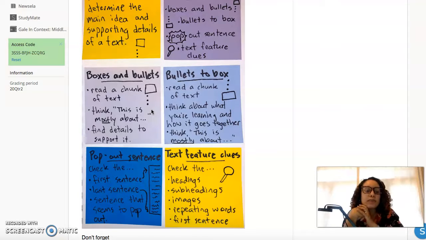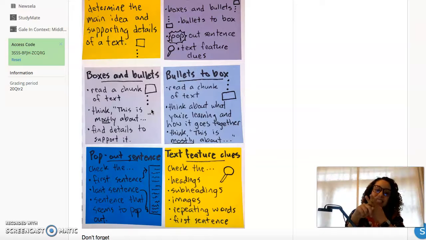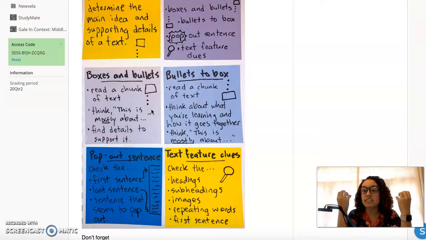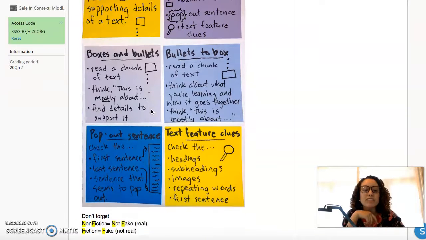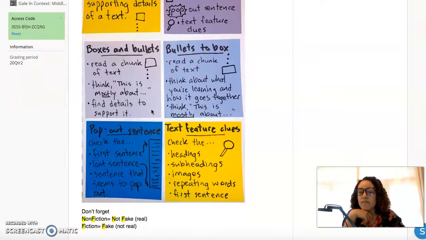Especially when we're thinking about pop-out sentences, I want us to think about the first sentence, the last sentence, and anything else that seems really significant and important. And like always, we really want to be thinking about text features and clues: the heading, the subheading, images, repeated words, and the first sentences that take place. So what does that look like when we are in a nonfiction text?